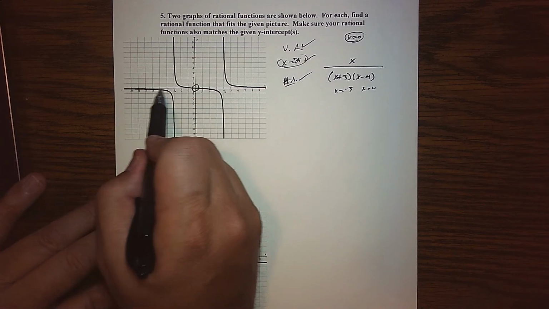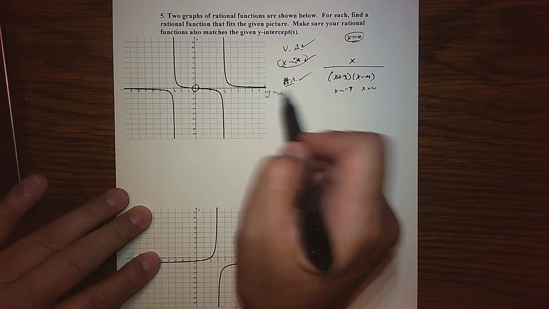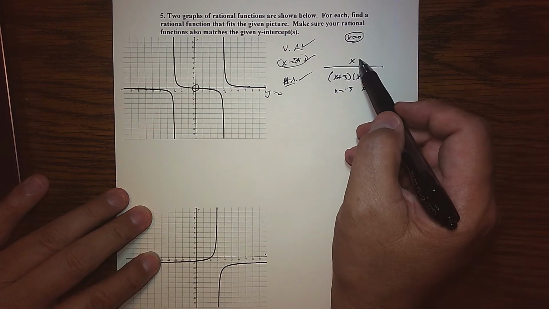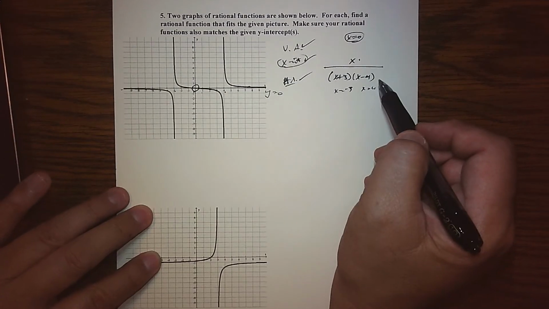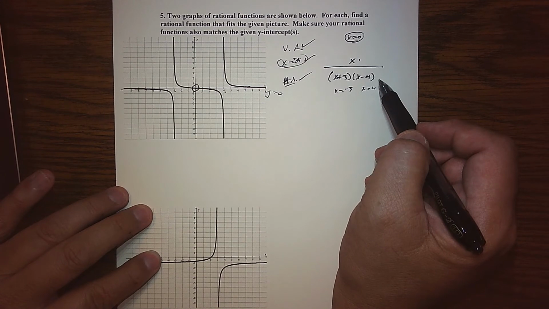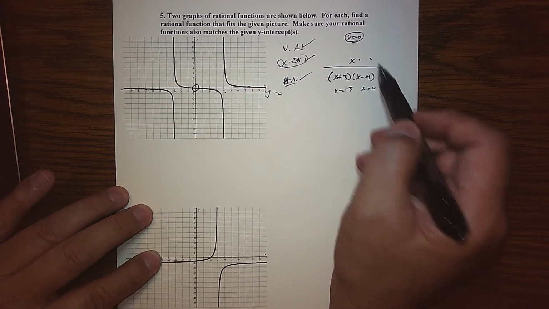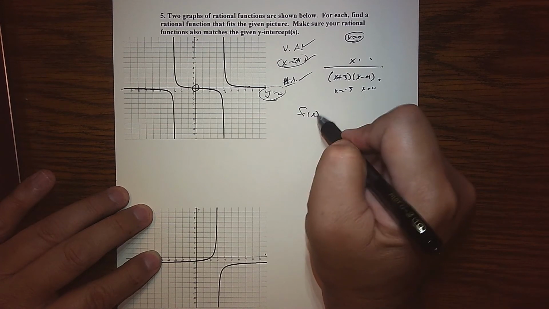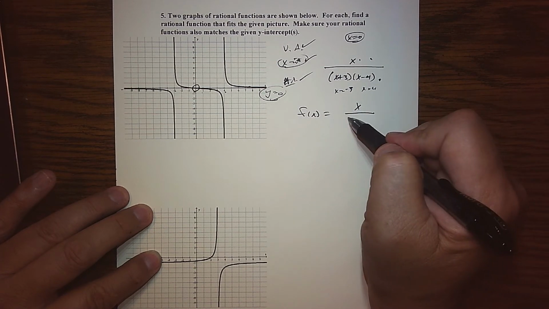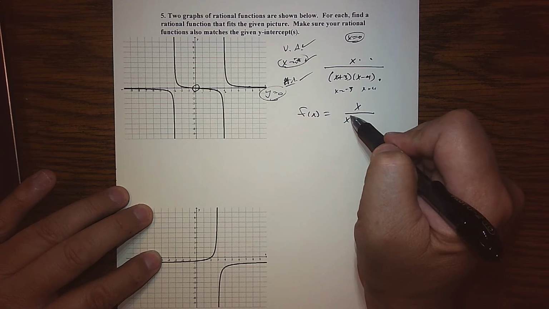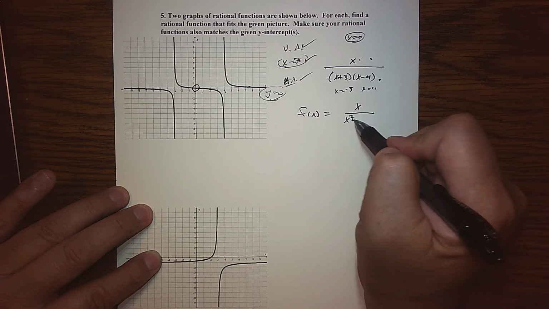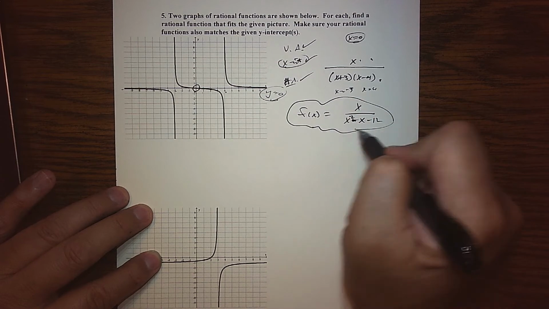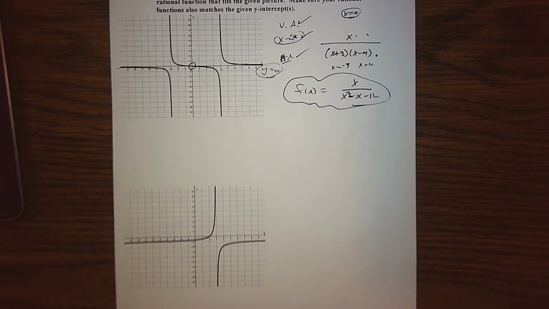Well, the horizontal asymptote looks like it's y equals 0, and I think I have something that already got it done, right? Because the degree upstairs is 1 and the degree downstairs is 2. So the degree is less than the degree, so we have y equals 0. So I've got it. f of x equals x all over x squared minus x minus 12 is the function that fits the situation that's shown.